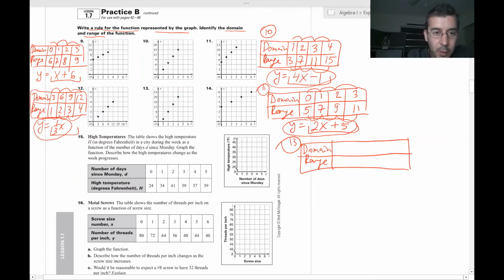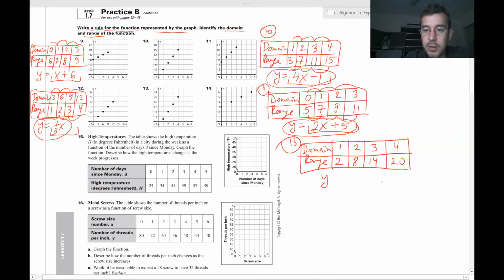We have the pairs 1 and 2, 2 and 8, 3 and 14, and 4 and 20. So the domain values are 1, 2, 3, 4. The range values are 2, 8, 14, 20.